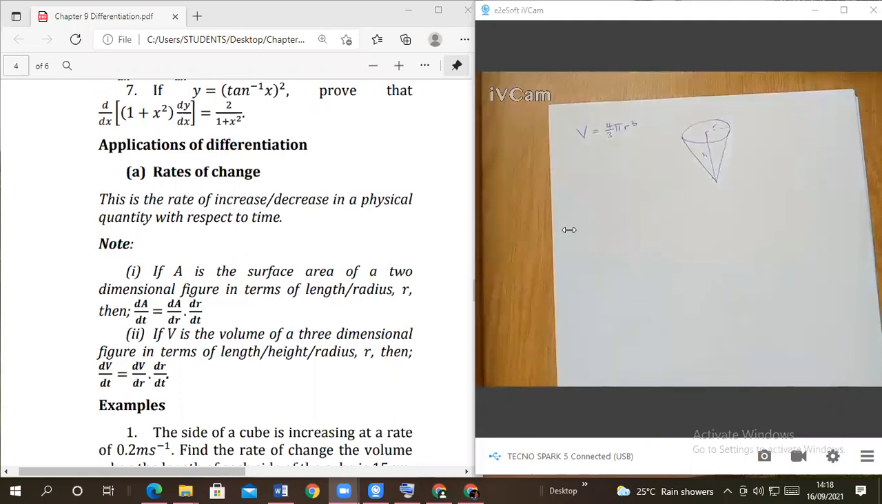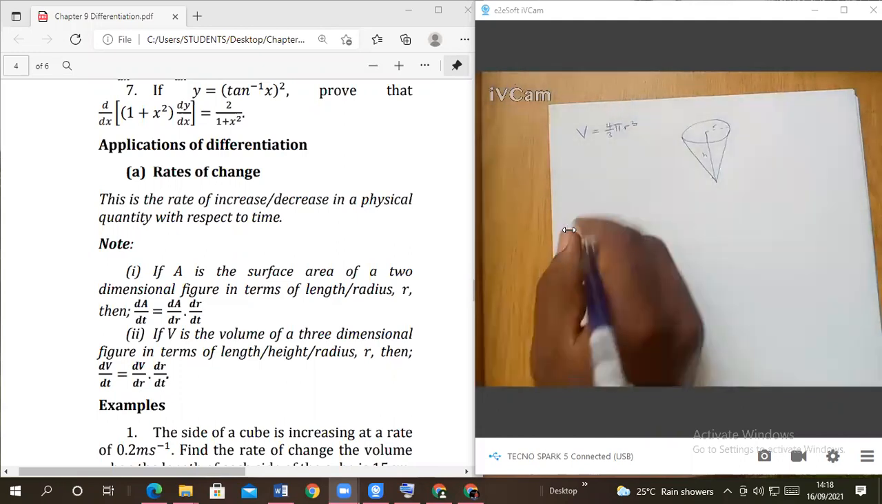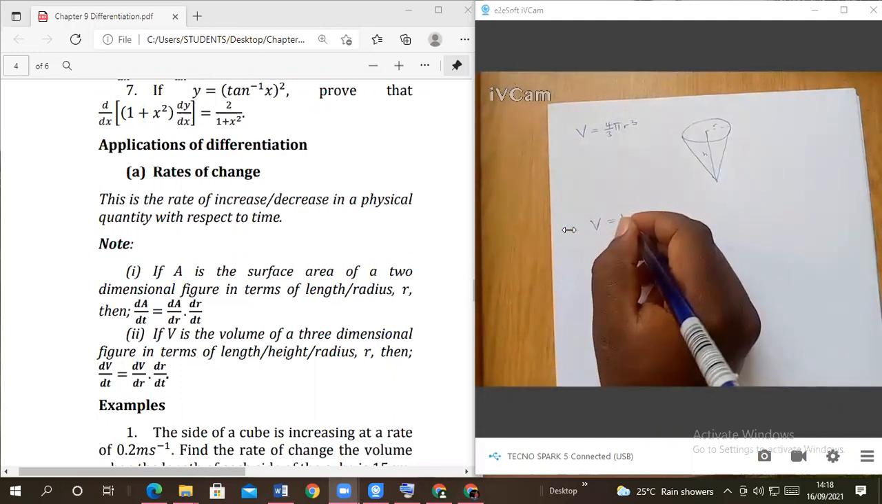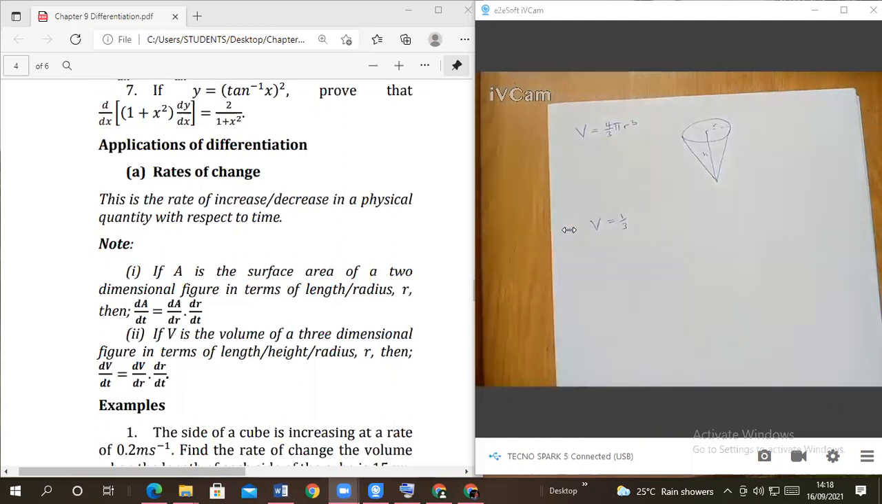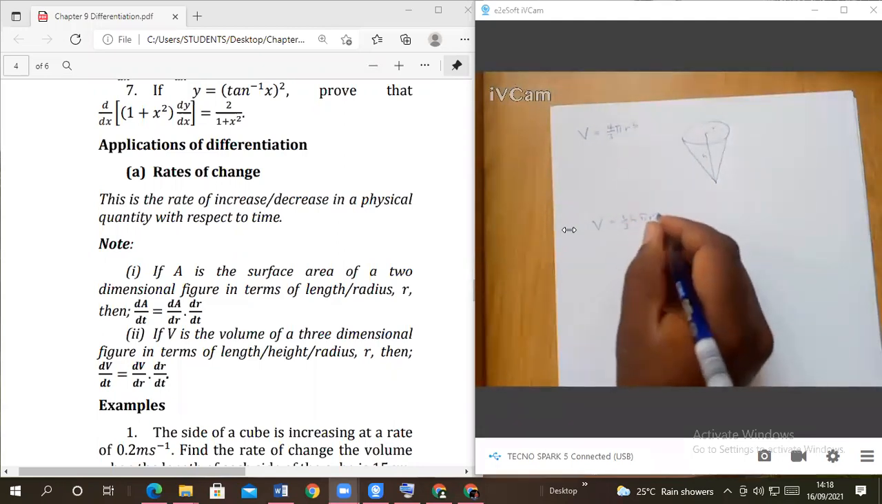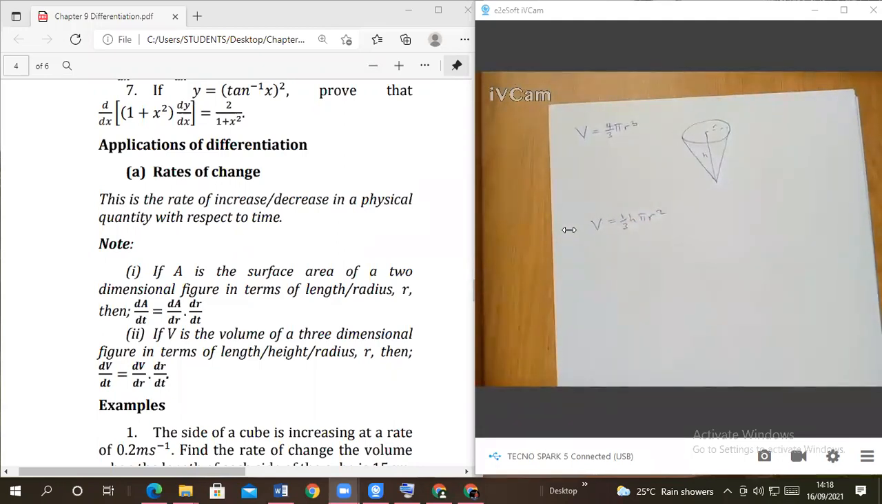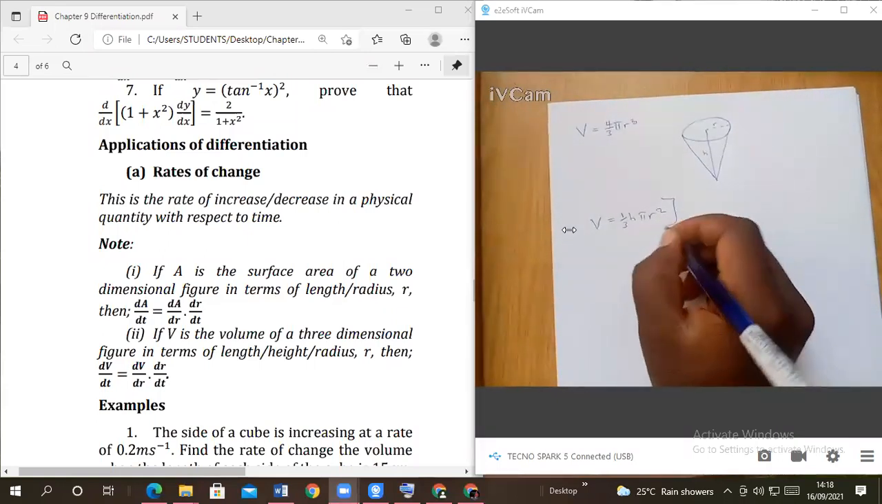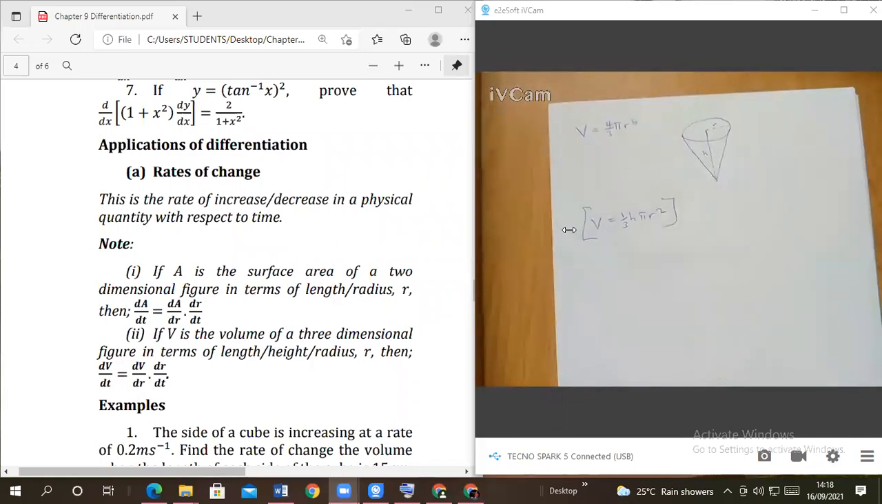Let me try. It is 1 over 3 h pi r squared. Okay, that is correct. 1 over 3 pi r squared h. This is the formula we use to find or to determine the volume of a cone.